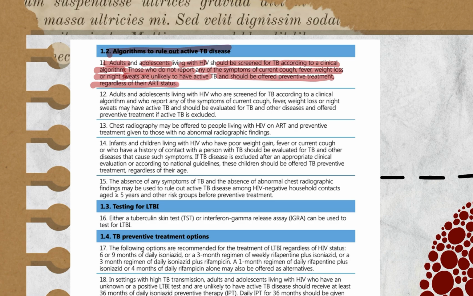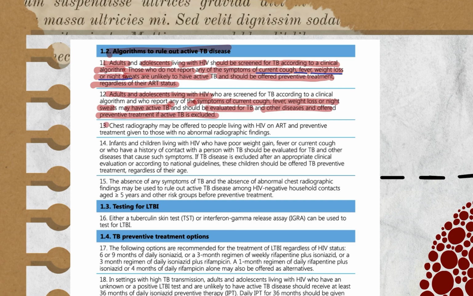So what could be the signs and symptoms of an active TB that should be considered? Current cough, fever, weight loss, night sweats. Next point. Adults and adolescents living with HIV who are screened for TB according to a clinical algorithm and who report any of the symptoms of current cough, fever, weight loss, or night sweats may have active TB and should be evaluated for TB and other disease and offered a preventive treatment if active TB is excluded.